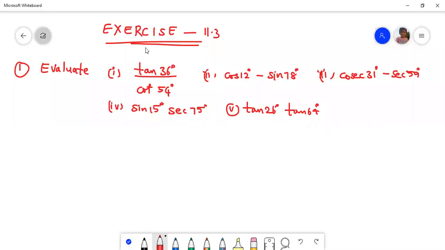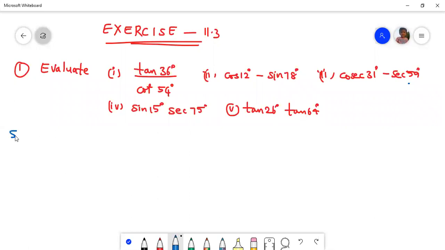Here, exercise 11.3. The first problem is to evaluate the first bit: tan 36 degrees cot 54 degrees. The second one is cos 12 degrees minus sin 78 degrees. The third one is cosec 31 minus sec 59. The fourth is sin 15 sec 75 degrees. The fifth one is tan 26 degrees tan 64 degrees.